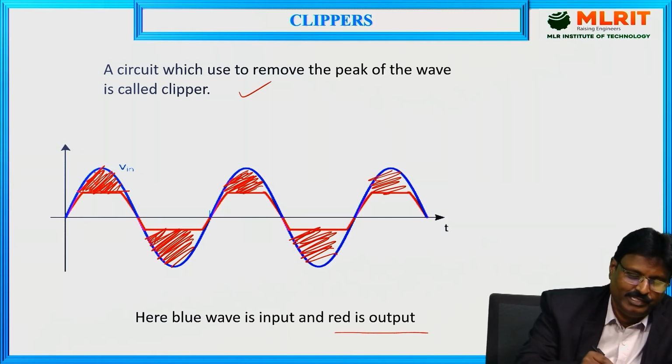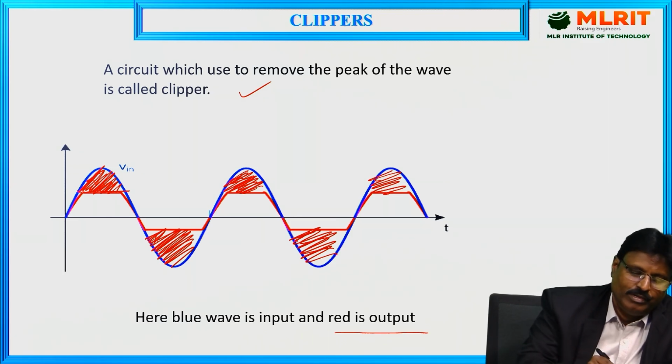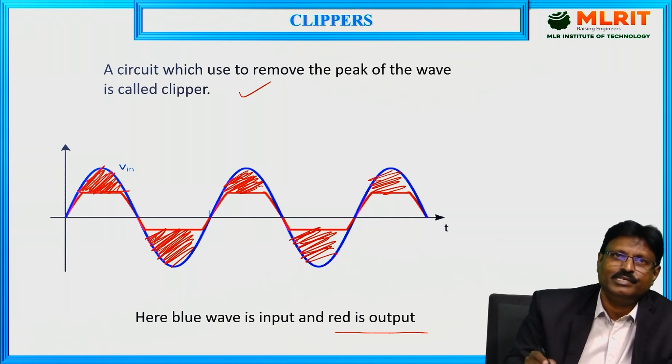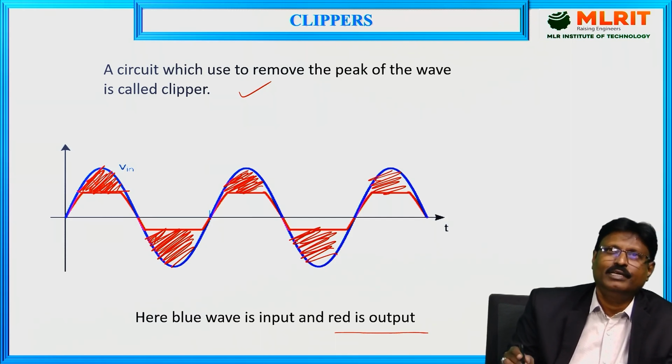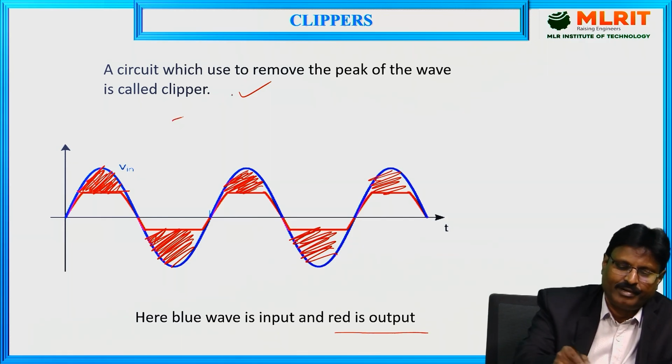As you can see, this is the peak, positive peak and negative peak, positive peak and negative peak. So it can be that the positive peak is totally removed, and the negative peak is totally removed. In some cases, I need some portion of the positive peak to be removed. Whatever may be the case, removing a portion of the wave is called the clipping action. A circuit which does that is called a clipper, right?